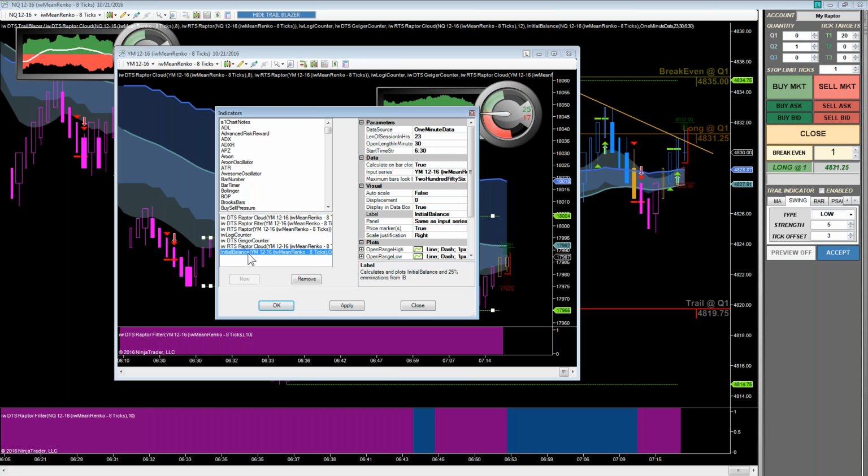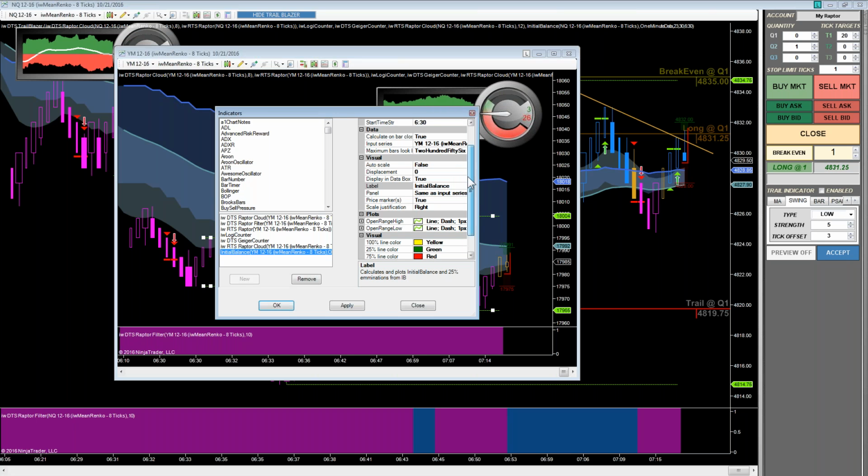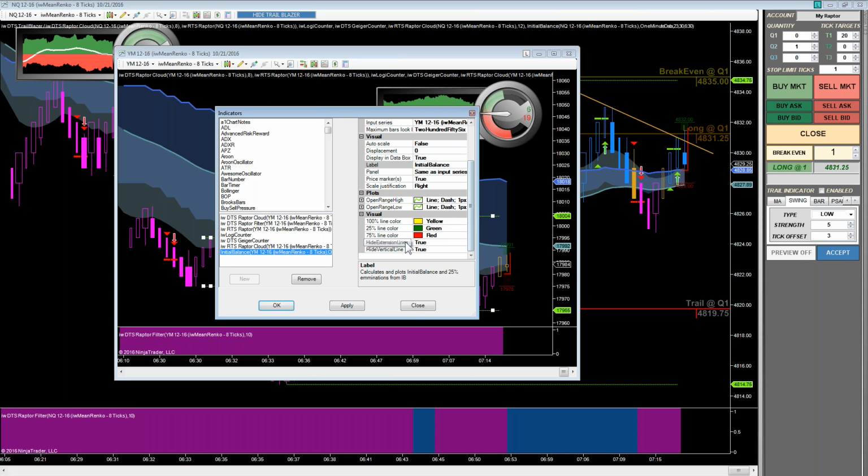Initial balance lines. And what I do is I just set the opening range, and you need to set your time zone, start time, how long you want it to record for. And you can set other lines as well. There's retracement lines, all kinds of stuff that you can set. I'm just interested in the opening range.